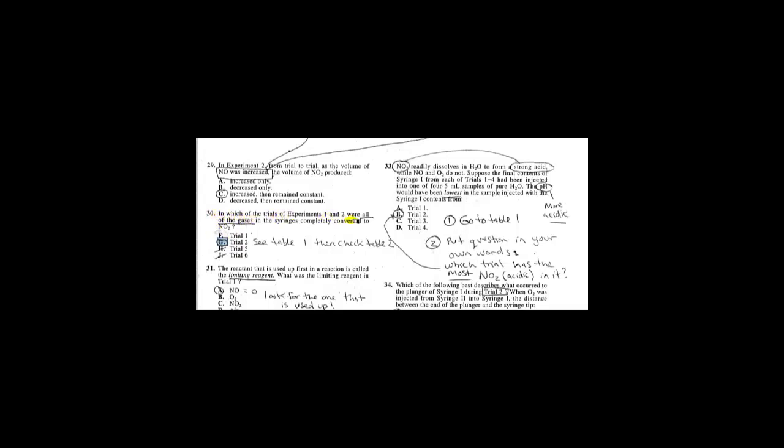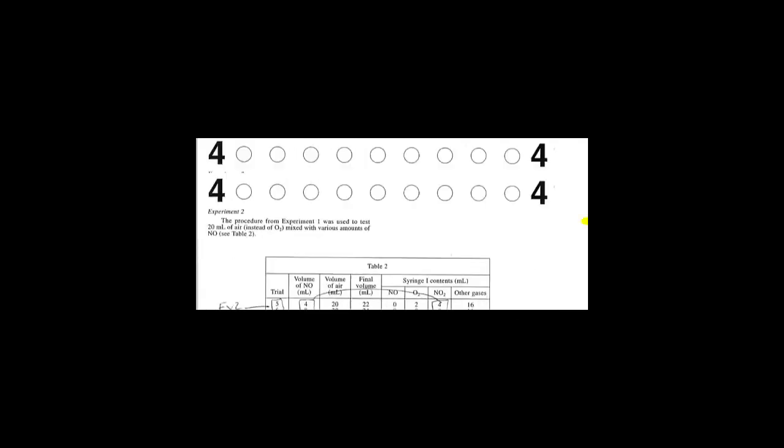Which of the trials in experiment 1 and 2 did all of the gases in the syringe completely convert to NO2? Trial 2, one more time, look at that. You'll see we converted the full volume in trial 2. The full volume here of the gas is 40, and that is completely NO2. That is the correct answer. Answer choice G for problem 30.